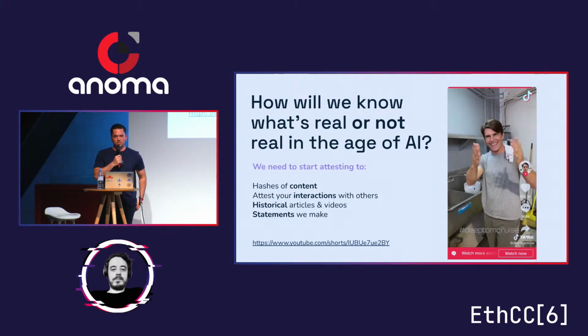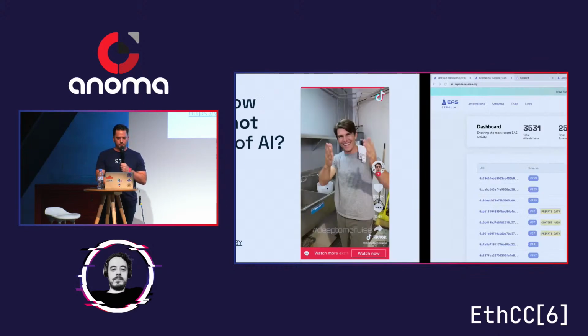So how can creators start attesting to the authenticity of their content? One way to do that is through the use of a digital signature. And so we actually have been building ways to help people hash their content and then attest to that hash on chain, and that gives it proof of existence that it was made by the creator at that time.